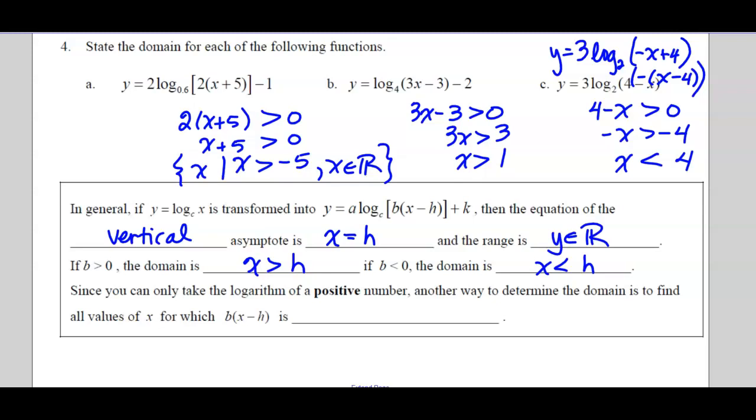Okay, since you can only take the log of a positive number, another way to determine the domain is to find all the values for x where this is greater than 0. And that's what we were doing up there. All right, that's the most efficient way.